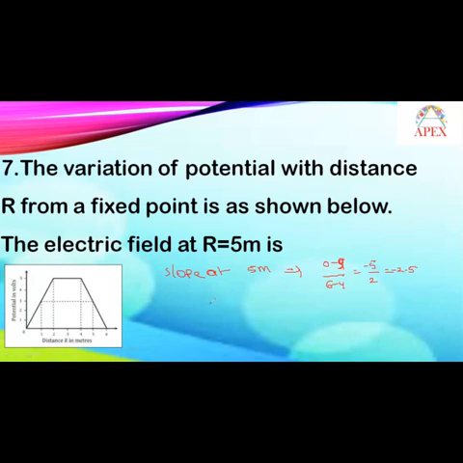So the slope indicates electric field intensity. The electric field intensity is equal to minus dV by dr, that means minus of slope. So minus of minus 2.5, the answer will be 2.5 volt per meter. So in the 7th question, the first option is the correct answer.